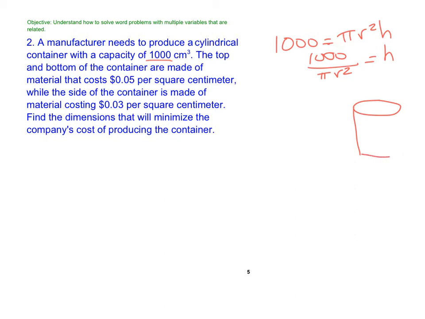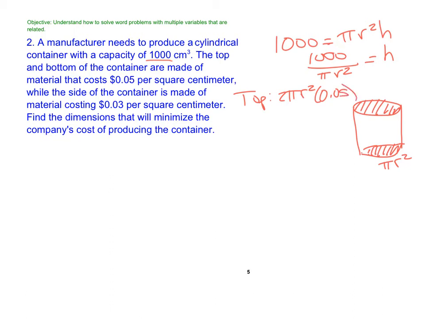Okay, so now let's talk about the material and how we find the cost. So here's my cylinder. So the top is made of a specific material that costs 5 cents. So we need what of the top and the bottom? We need area. So it's a cylinder. The area of a circle for the top and bottom is pi r squared, but there's 2 of them. So we have for the top 2 pi r squared times the cost, 0.05.